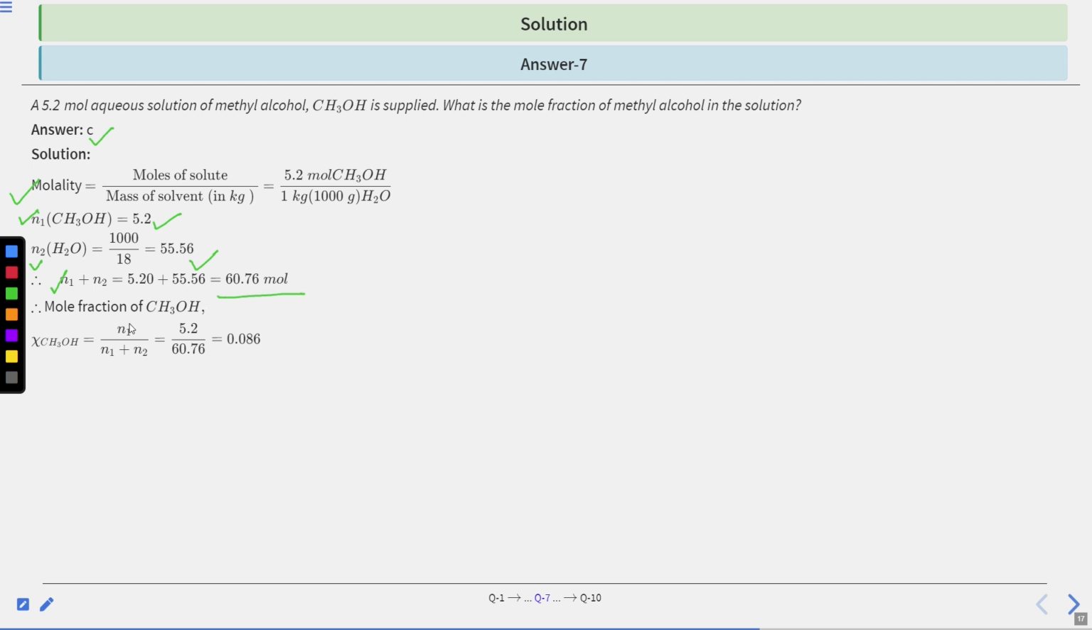So now we can find out the mole fraction of CH3OH, which is the number of moles of the solute, the CH3OH, divided by the total moles of the solution. So 5.2 divided by 60.76 total moles. And on solving this fraction, we have mole fraction of methanol as 0.086. So our C option is the correct option, right?